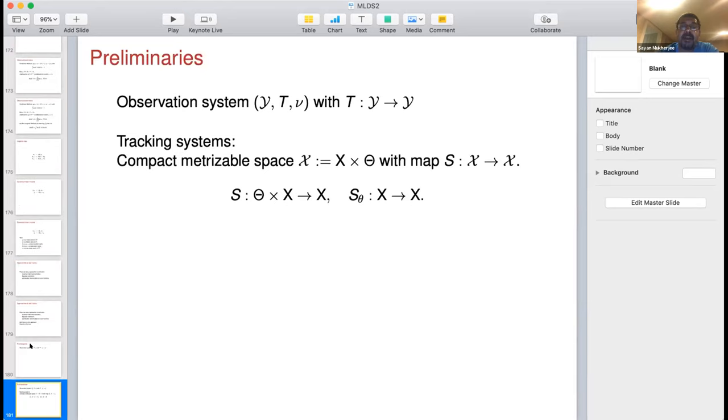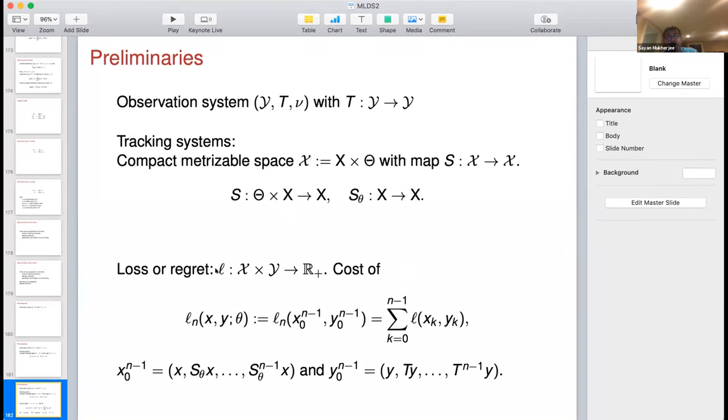Okay, so let's set this up. I have an observation system on Y, and T is a generating process. T is my map, and nu is my stationary measure. I'm going to try to track this T. What am I going to track it with? With some family of dynamical systems. I can write it in two ways: S theta cross X, or I can index S by theta. These are the same. This is my family of maps. Then I can look at the loss between my sequence X and Y. Y is what I observe, X is what I'm generating from theta, and this is my loss. X is generated by iterating S theta, and Y is my observation.